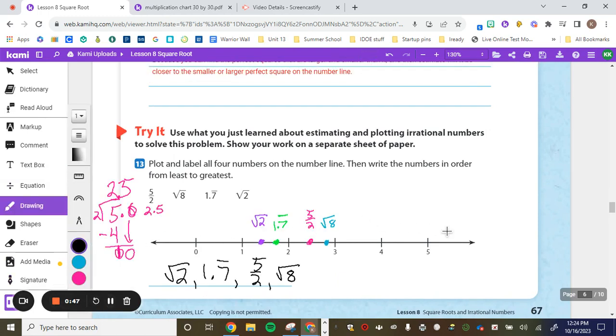Okay, check your answers for question number 13. You were supposed to write the numbers in order from least to greatest, so make sure you also list that it went from the square root of 2 as smallest, and then 1.7 repeating, and then 5 over 2, and then the square root of 8. Now 5 over 2, I know is the decimal 2.5 because I divided 5 by 2. It's not because there's a 5 and a 2 in it. It's because 5 divided by 2 was 2.5.